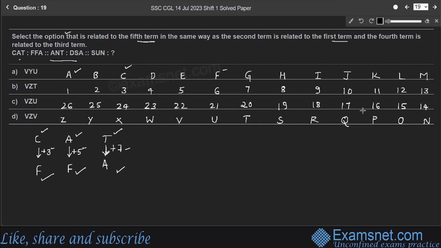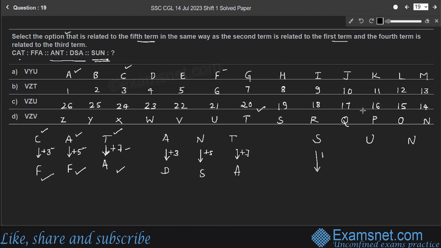In the same way, ANT is coded as DSA. A is 1, so add 3: A plus 3 gives D. N is 14 plus 5 gives 19, which is S. Whereas T is 20, T is 20 plus 7, so it is 27, which is nothing but A, 26 plus 1. In the same way, SUN is to be coded.